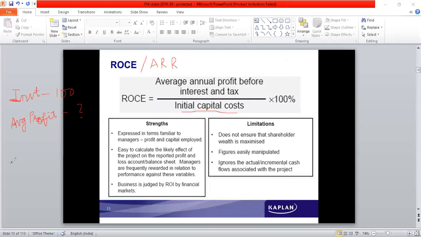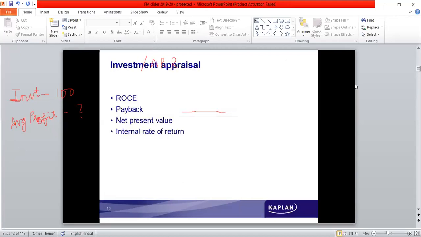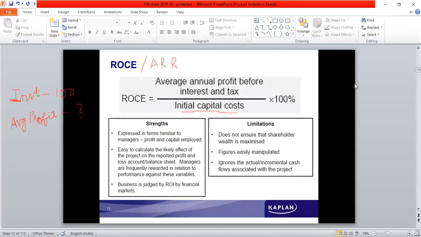So among the techniques, we have one technique, the first one is ROCE. Second is payback period. Third is net present value. Fourth is internal rate of return. So we are discussing the first technique. Each one of them has its own set of assumptions, strengths and weaknesses. The first technique has some strengths and certain limitations as well.